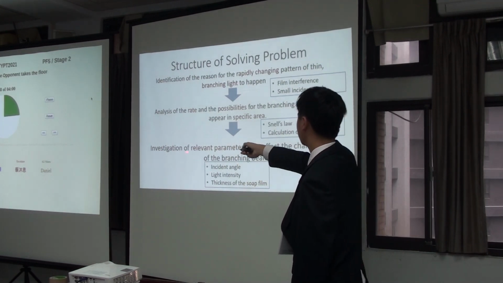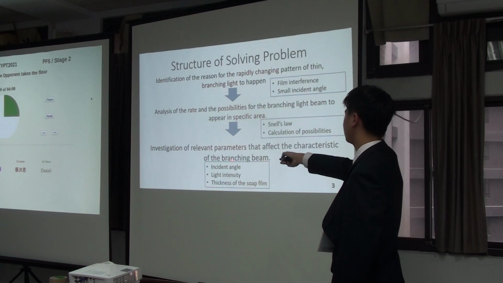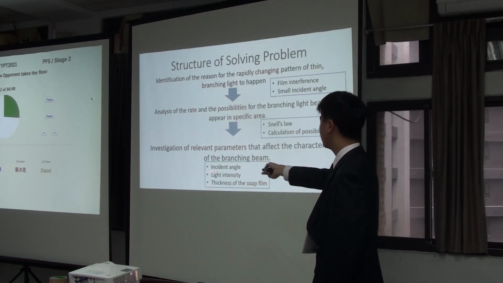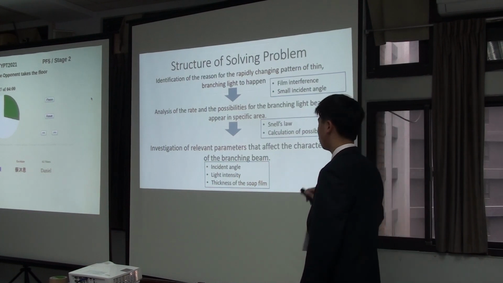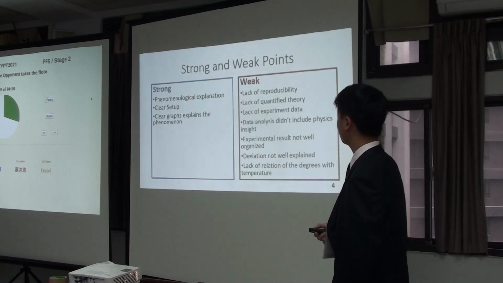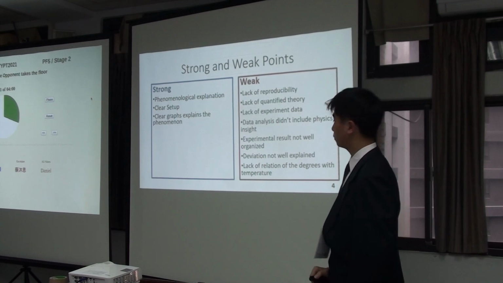Finally, we have to investigate relevant parameters that affect the characteristics of the branching beam, which include the incident angle, which is mentioned in the problem statement, light intensity, and the thickness of the soap film, which is also mentioned in the reporter's report. And these are the strong and weak points of the reporter.